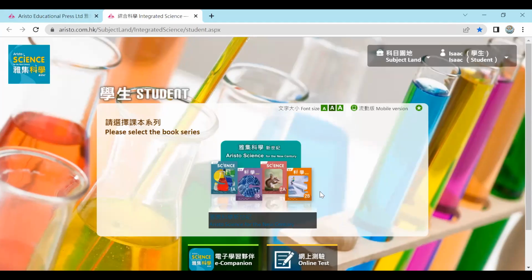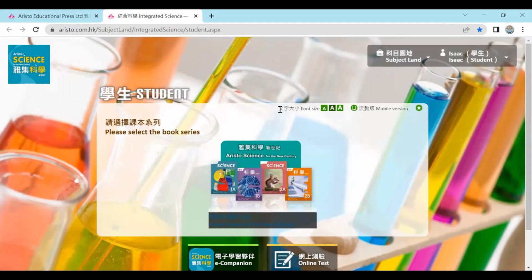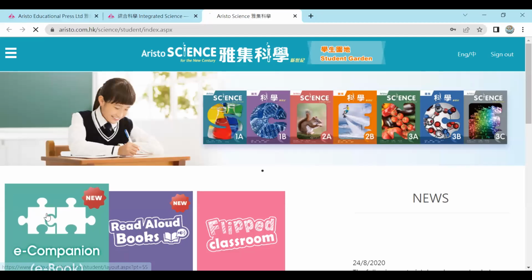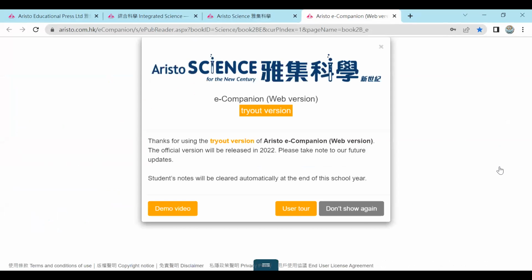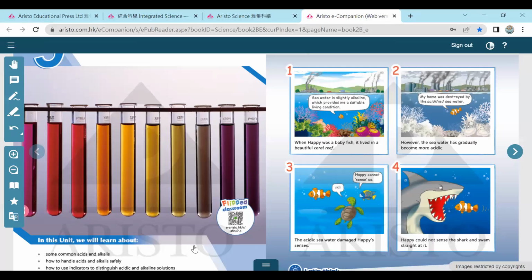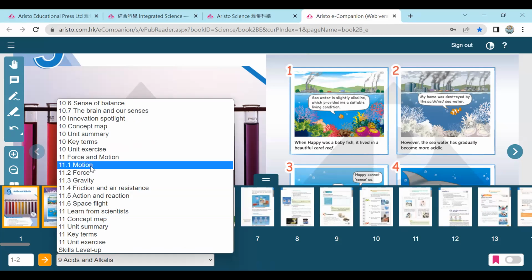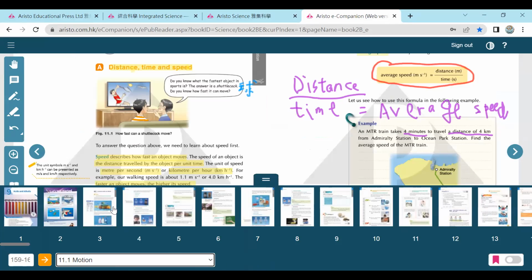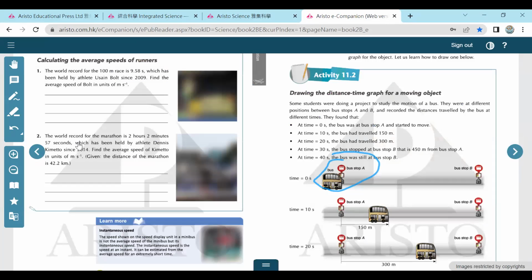So you can refer to textbook page 164 first. Represent by using a distance time graph. A distance time graph shows the distance that an object has traveled at different times from time 0 seconds. For example, from the distance time graph of a car in figure 11.3, we can find that the car has traveled 160 meters at that time.